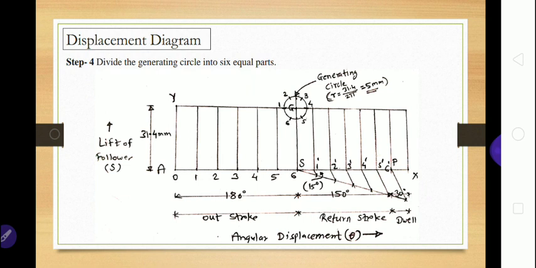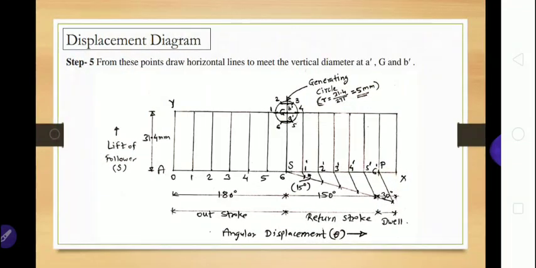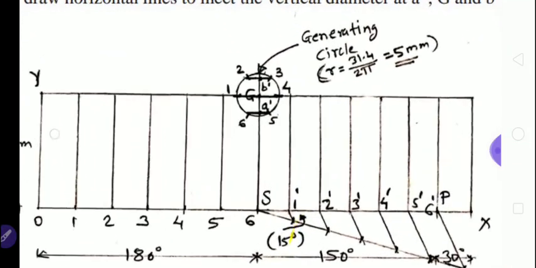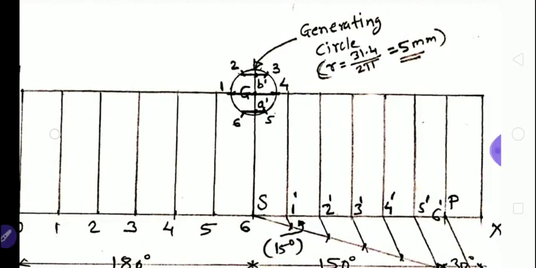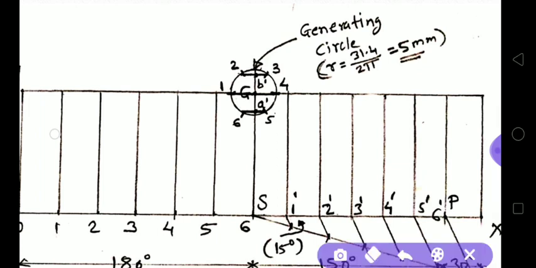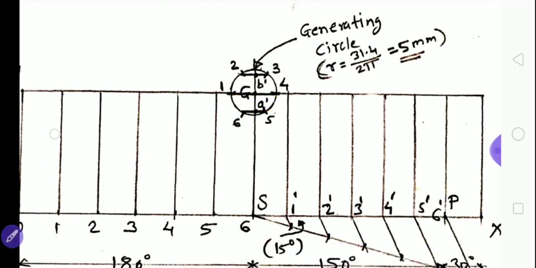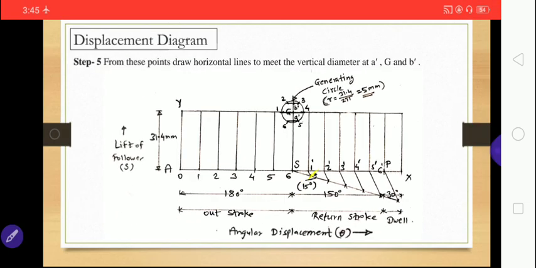Next step, after dividing it into 6 equal parts, you have to join points 1 and 4, 2 and 3, and 6 and 5 by 3 horizontal lines. So here we have joined these points 2 and 3, 1 and 4, and 6 and 5 horizontally. Always remember, these points will be exactly opposite to each other, and if we join these points 5, 6, 1, 4 and 2, 3, we will get 3 horizontal parallel lines. This is our next step, fifth step.